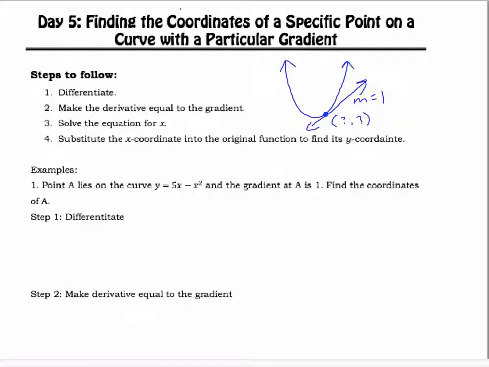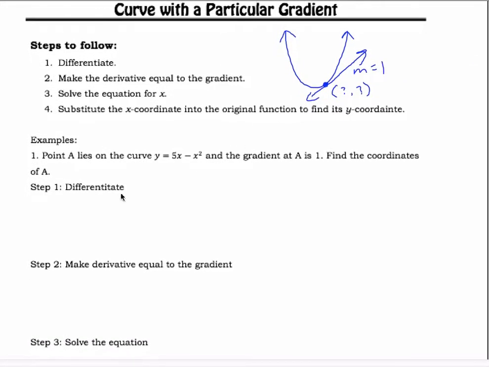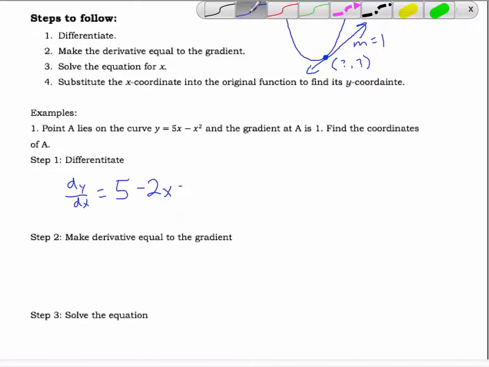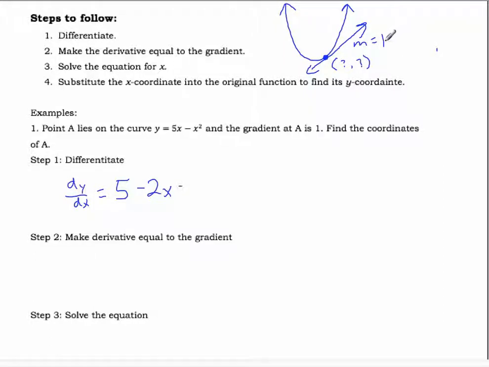First of all, we have to differentiate. We have to find the derivative. So we're going to have dy by dx equals, and we differentiate this function, we're going to have 5 minus 2x. Okay, so we've got the derivative. Now we have to make the derivative equal to the gradient. So we know that the derivative at this point is 1.